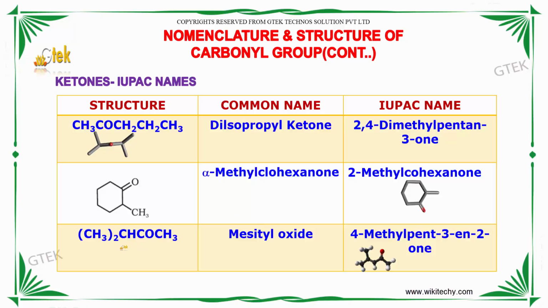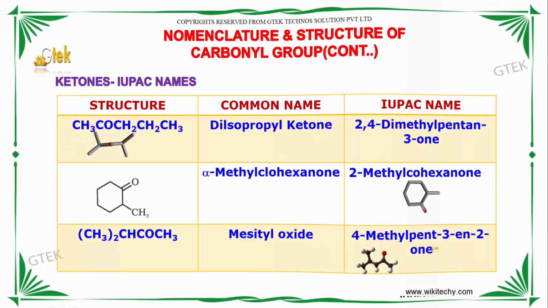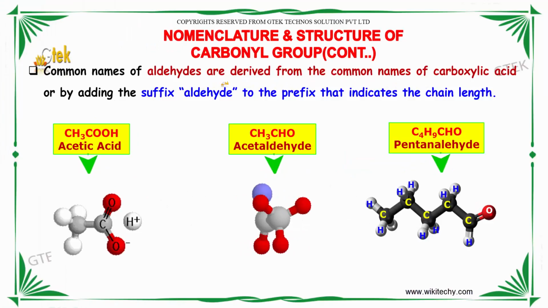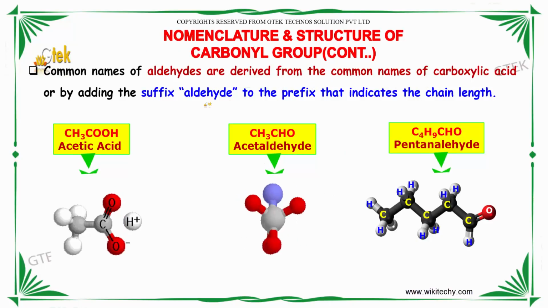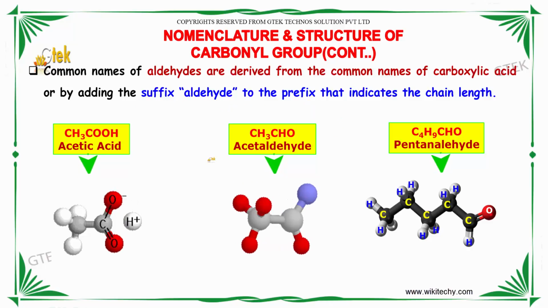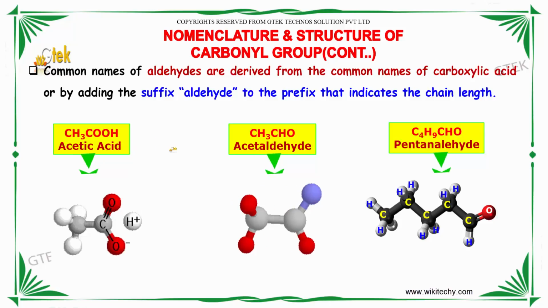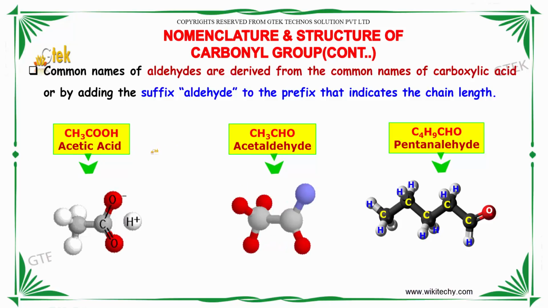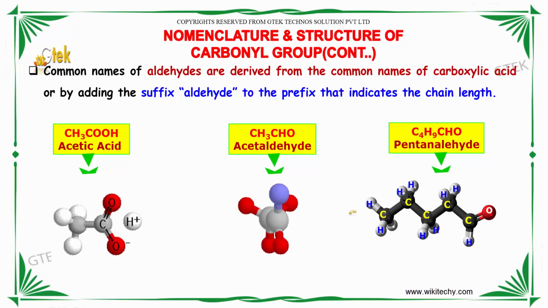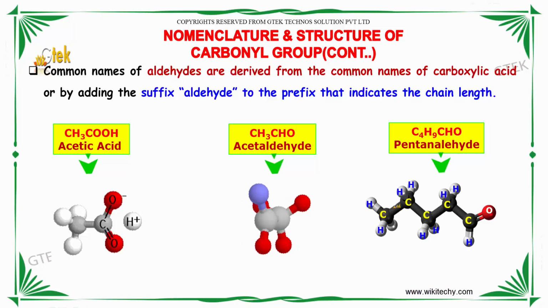The compound (CH3)2C=CHCOCH3 has a common name mesityl oxide. Its IUPAC name would be 4-methylpent-3-en-2-one. Common names of aldehydes are derived from the common names of carboxylic acids, or by simply adding the suffix aldehyde to the prefix that indicates the chain length. As we can see here, this is the simplest form of acetic acid. This here represents acetaldehyde, and this is the three-dimensional structure of pentanaldehyde.